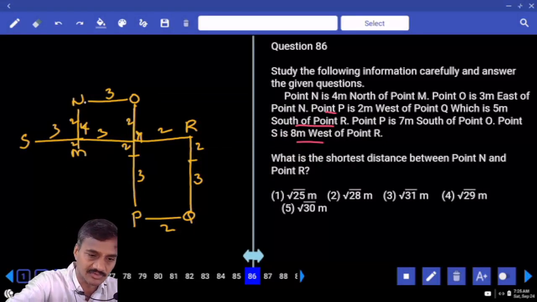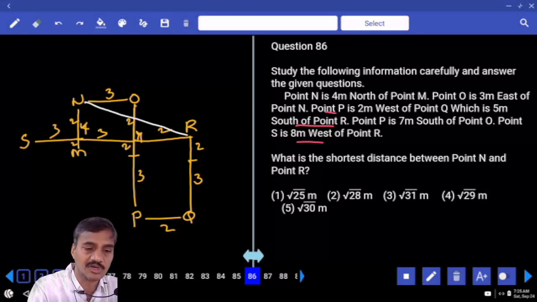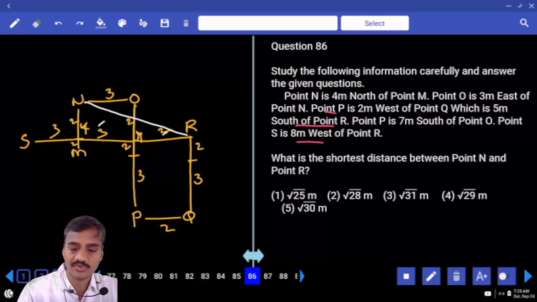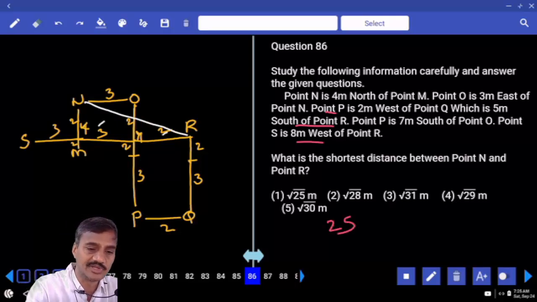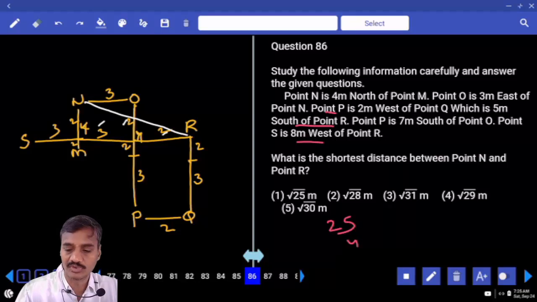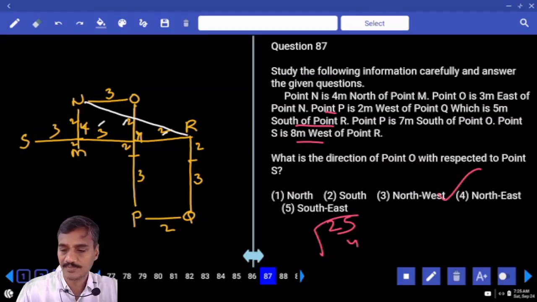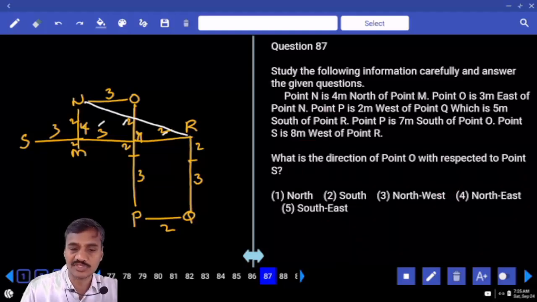Now between N and R we need to find out the distance. Horizontal is 3 plus 2, 5. 5 squared is 25. And vertical is 2, 2 squared is 4. 25 plus 4 is 29. So 29 is choice 4, answer 86.